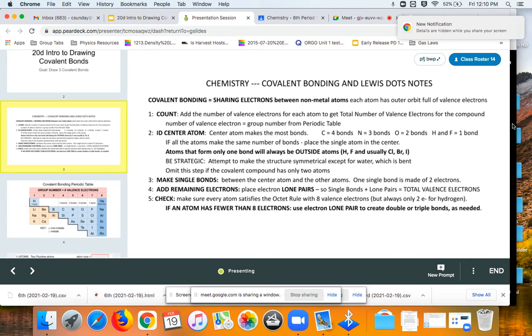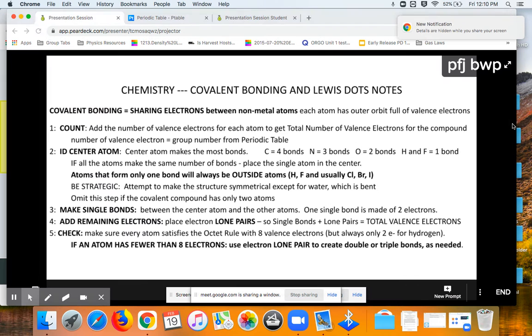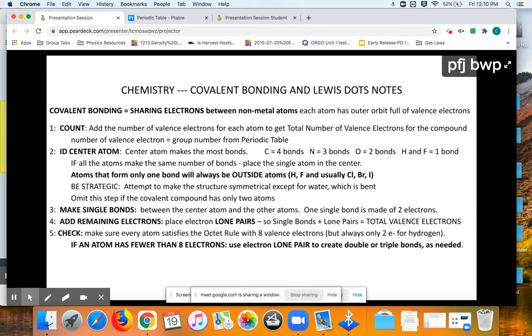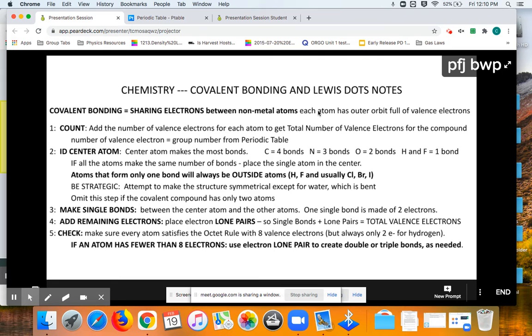This is how we do that. So first things first, covalent bonding is sharing electrons between non-metal atoms, and each atom has to have a full outer shell of valence electrons. These were kind of like the checks and the things we did yesterday. So this should sound a bit familiar, and you know they're between non-metals. We did that on Tuesday, and the electrons are shared.